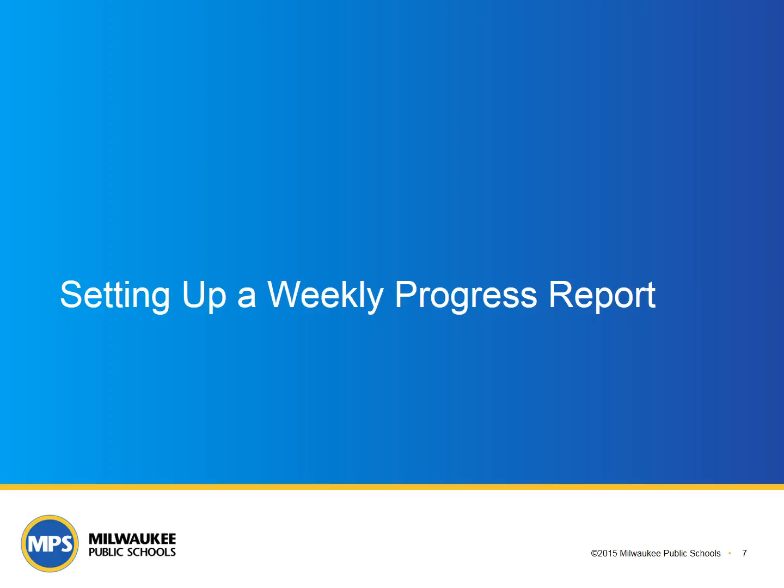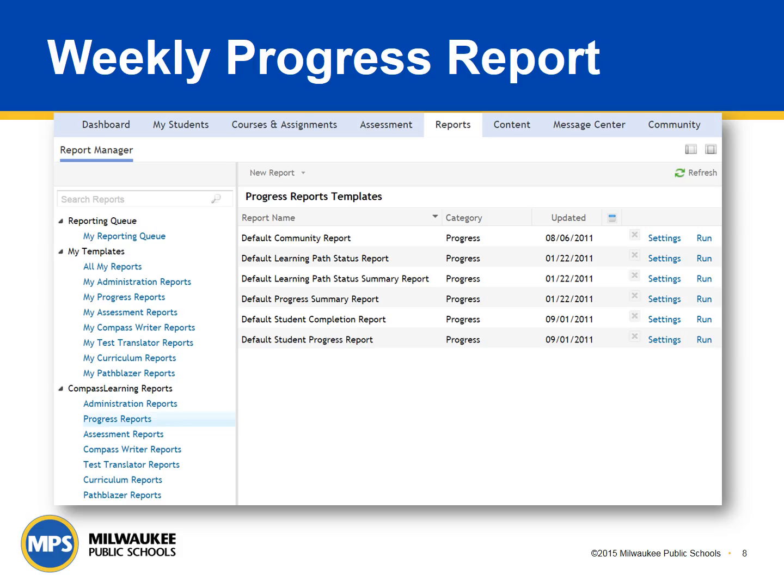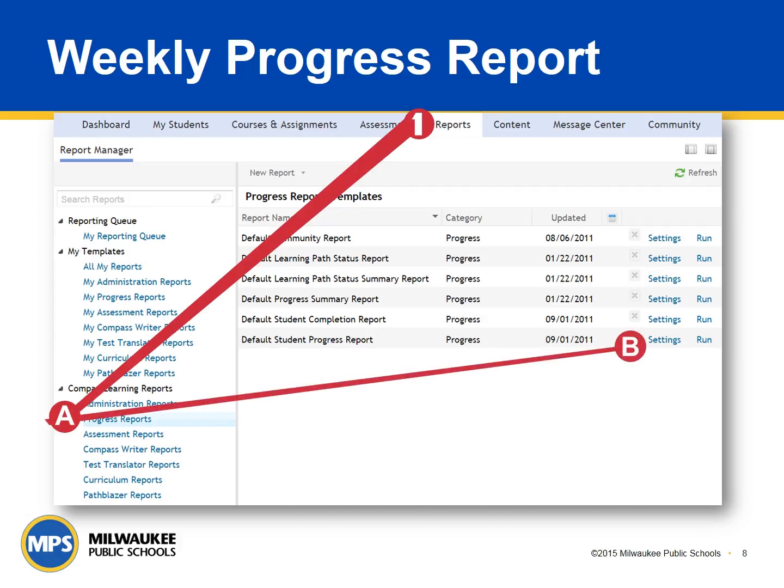Next, we will go through how to set up a weekly progress report in Odyssey. On the top, you will see a tab that says Reports. If you click there, in the lower left, you will have different types of reports. The progress report is located under the section that is called Progress Report. The last one there, Default Student Progress Report, is the best one to run.